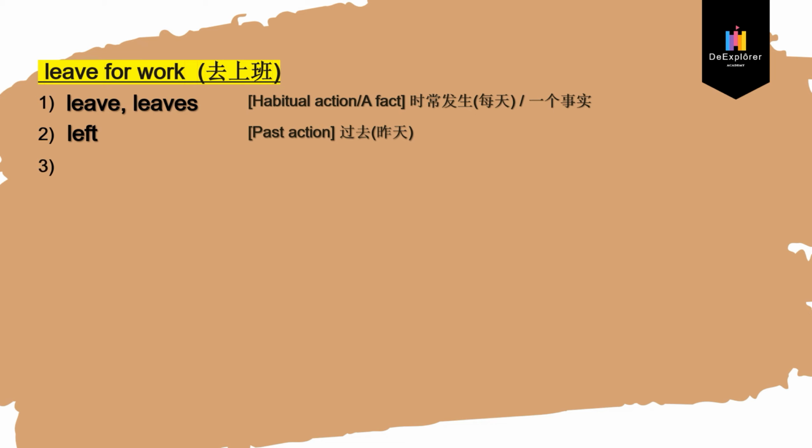Number 3, when you talk about action happening now, 现在正在发生, then don't forget your is am are go with the verb in ing form. So is am are leaving. Is am are leaving. That's number 3.